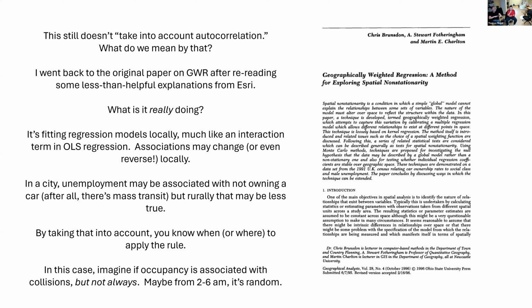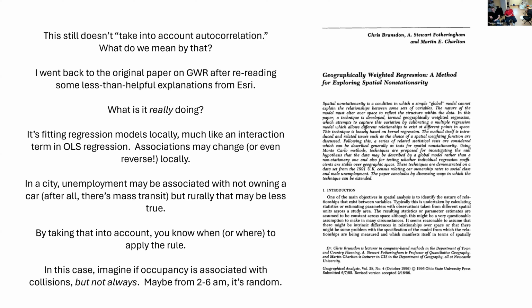But the idea is that the relationship might be true in some places rather than others, and city versus urban is an easy way to think about that. By taking that into account, you know when or where to apply the rule of this relationship. The gist of it is you're fitting these regressions locally. What's the relationship between unemployment and car ownership here? What's the relationship between unemployment and car ownership there? And so you define this neighborhood, and so on.